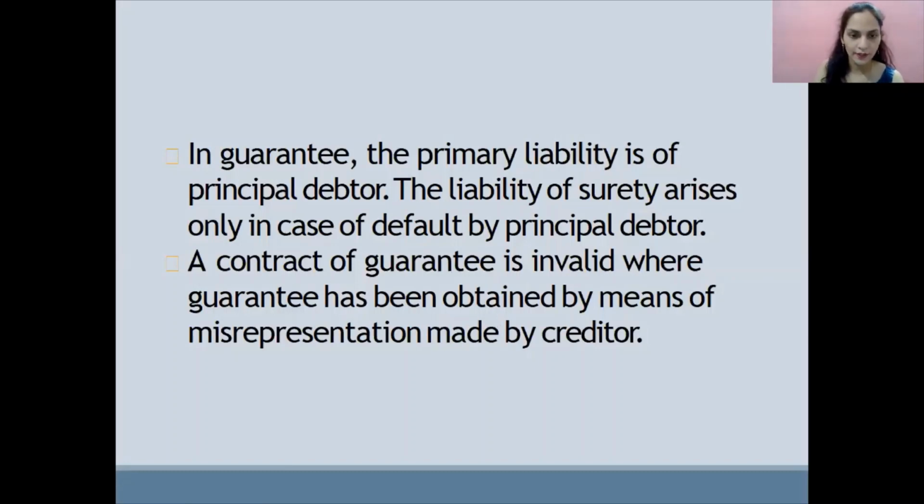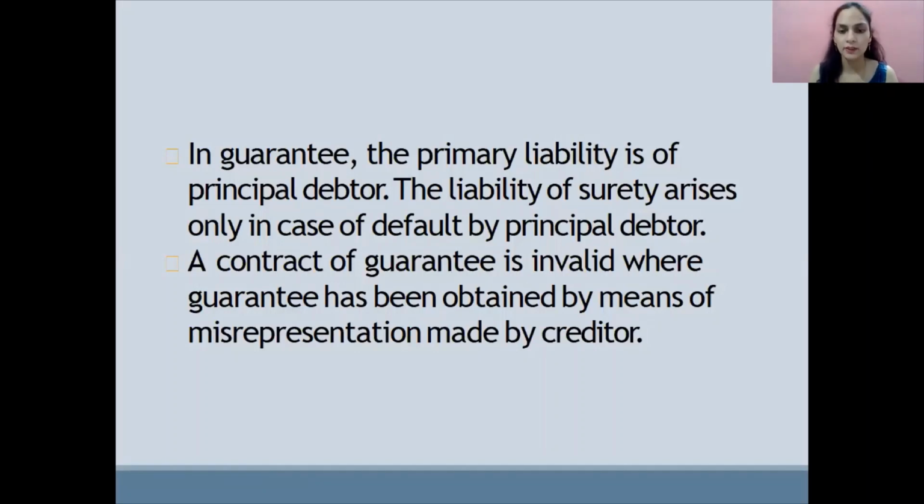Second, the next point is, a contract of guarantee is invalid if the guarantee has been obtained by means of misrepresentation made by the creditor. If a guarantee has been obtained by misrepresentation, it will be treated in the same way as in the case of a contract. In a contract, there should be free consent. Free consent means that a consent should not be caused by certain elements, of which misrepresentation is also a form. So, consent caused by misrepresentation makes the contract voidable or invalid.